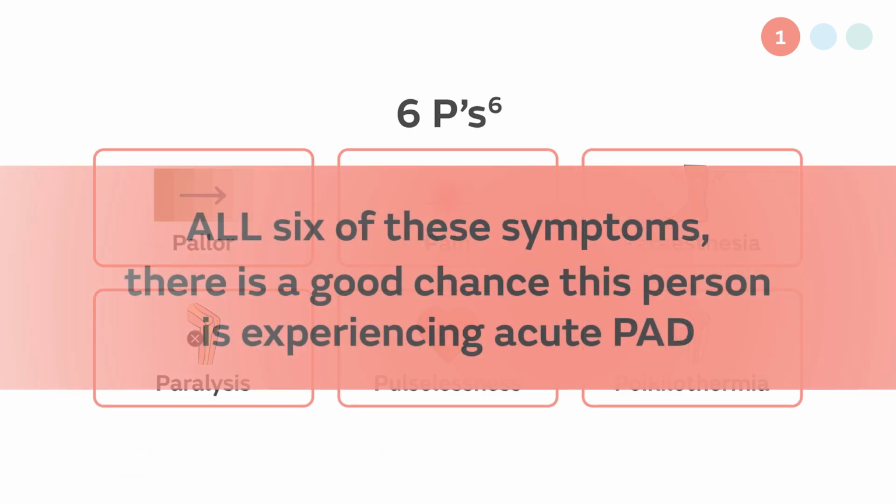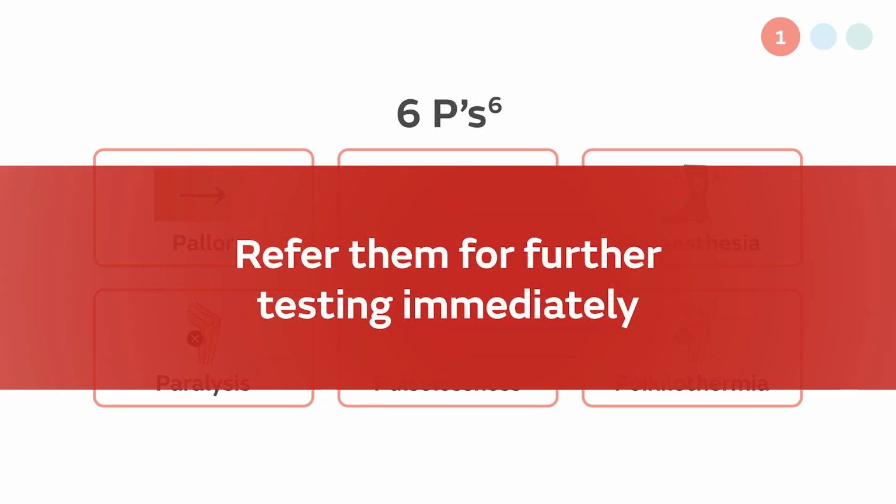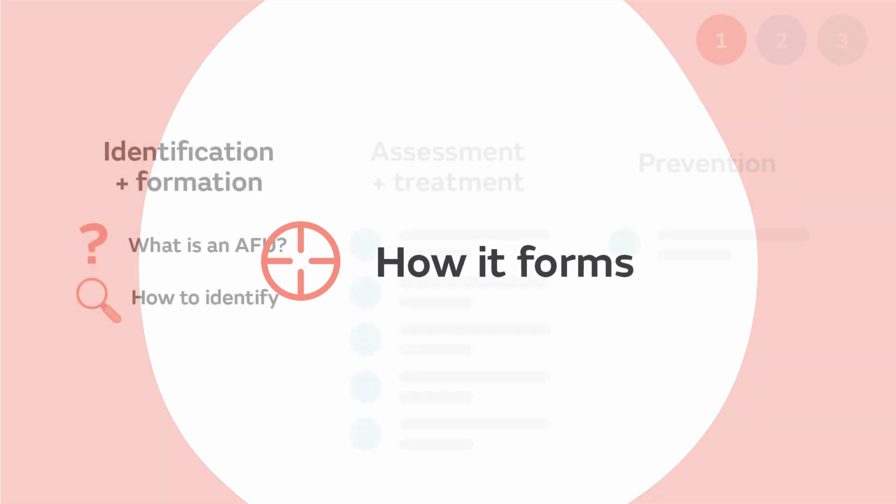If you actually see all 6 of these symptoms, there is a good chance that this person is experiencing acute PAD, which is very serious, and you should refer them to further testing immediately. Although later in this video, we'll give you a more thorough and precise assessment tool. Now let's take a look at how an ALU forms.